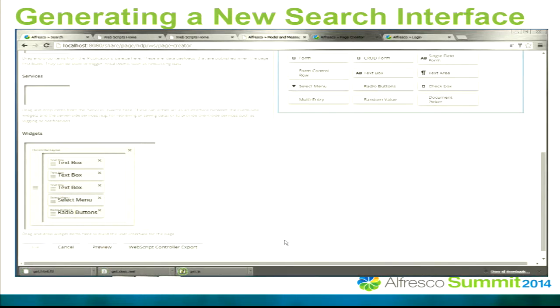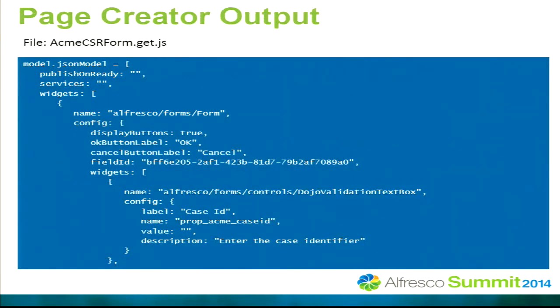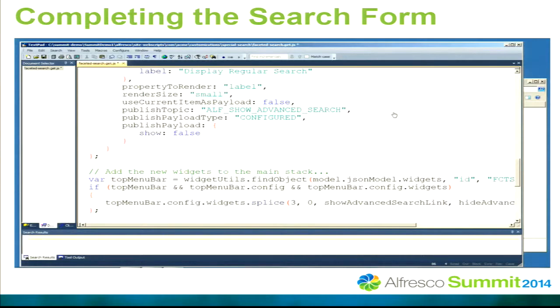Now the other thing that I just did there was I exported that definition out, and you can see at the bottom there it's generated the description, the JavaScript, and the FTL file for me. So if I look at the output that I got from that page creator output, you can see that I've got some JSON set up. It's put file IDs in for me if I need to use those that are unique. And then there's the actual definition of the widget that I put in, the text box widget. So it's generated a lot of code for me automatically.